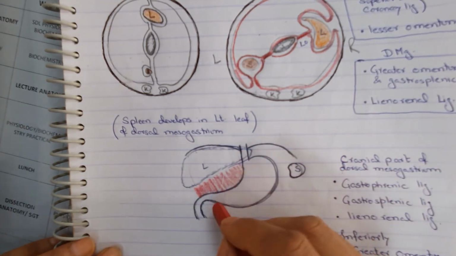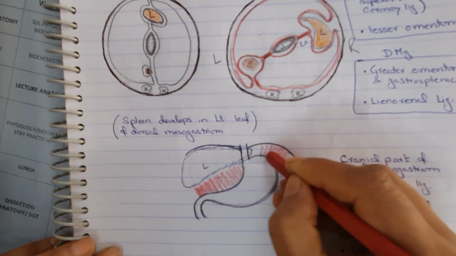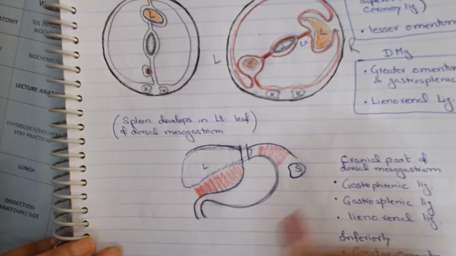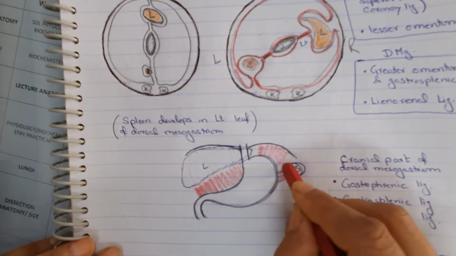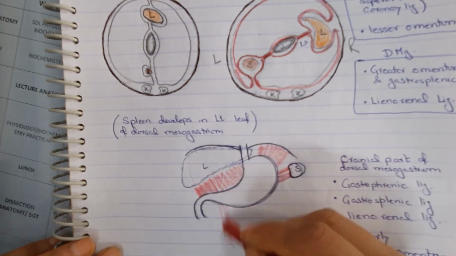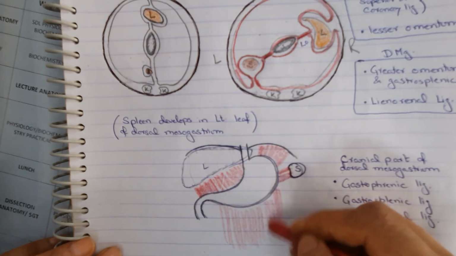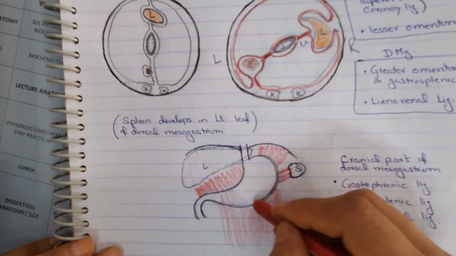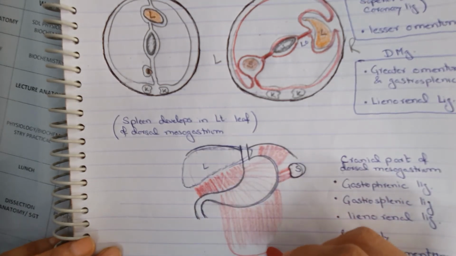Now the cranial end of the dorsal mesogastrium, if we see from here, the layers of peritoneal membrane or the dorsal mesogastrium, passes up to the diaphragm. It also passes up to the spleen. And then it basically hangs over the area of the small intestine. See, the stomach is covered from both the sides. And this forms the greater omentum.